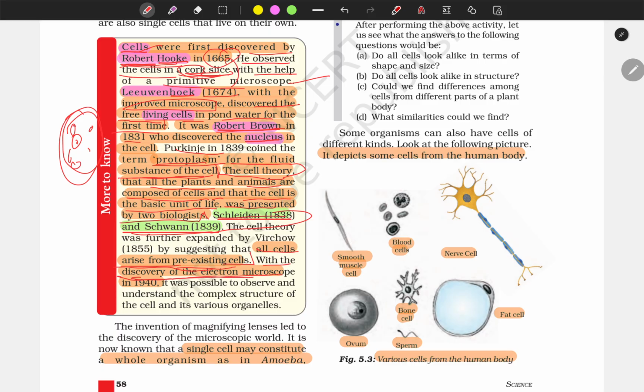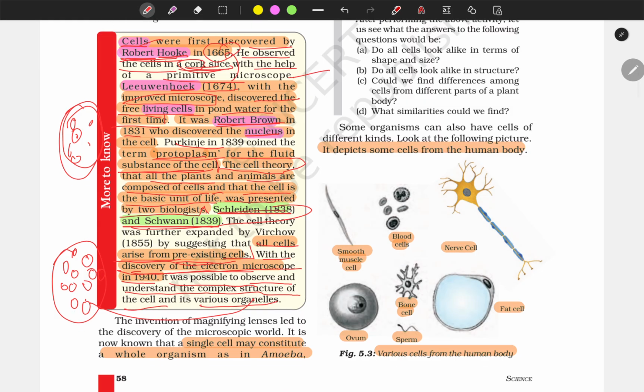With the discovery of the electron microscope in 1940, it was possible to observe and understand the complex structure of the cell and its various organelles. So the complex structure of cells contains various organelles. Inside the cell there are many organs also, which are called organelles. We will discuss these organelles in this chapter also.